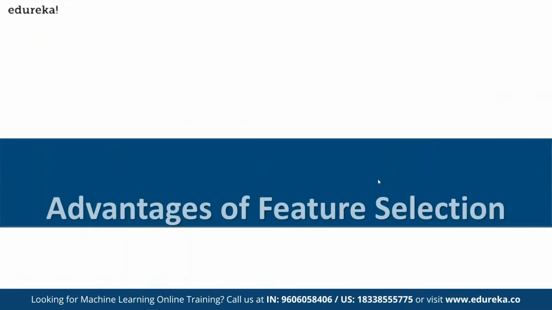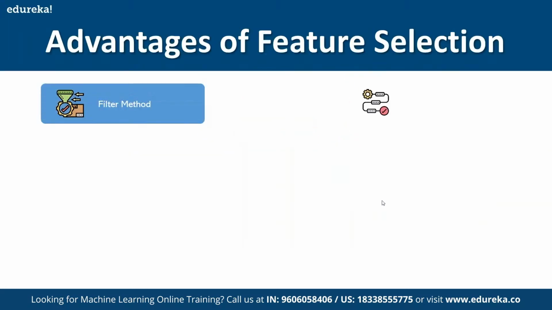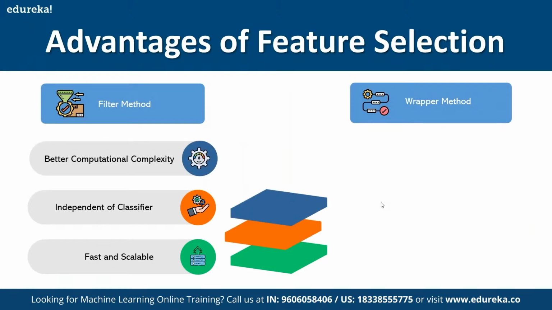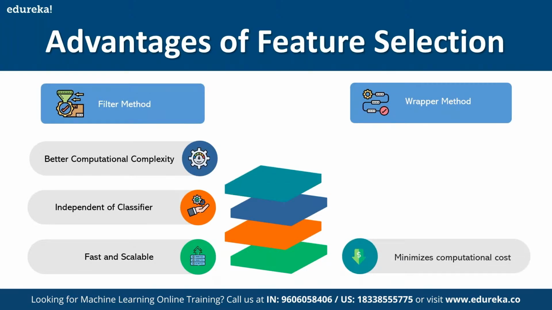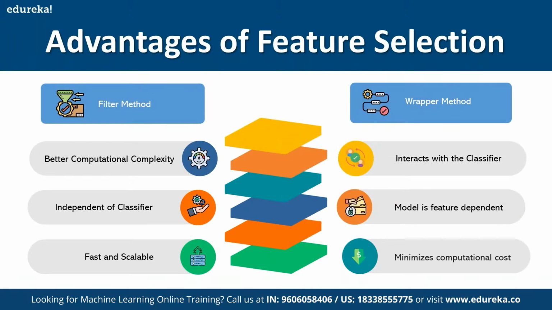Now, if I want to name some of the advantages of feature selection, when it comes to the filter method, it has better computational complexity, it is independent of my classifier, and it is fast and scalable. When it comes to the wrapper method, it minimizes my computational cost. The model is feature dependent and interacts with the classifier.